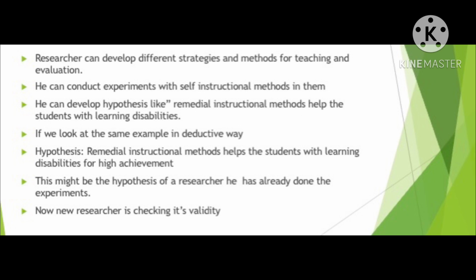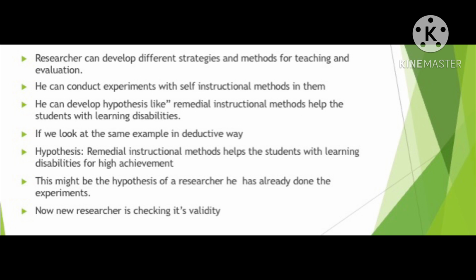Then if we look at the same example in the deductive way, what will be the hypothesis then? Remedial instructional method helps the students with learning disabilities for high achievement. So we are starting with a hypothesis that remedial instructional method will help the students with learning disability. Then later on the researcher has to move on to the observations. This might be the hypothesis of a researcher. Maybe past researchers have already done the experiment, and based on that one researcher got this hypothesis. Now a new researcher is checking its validity.